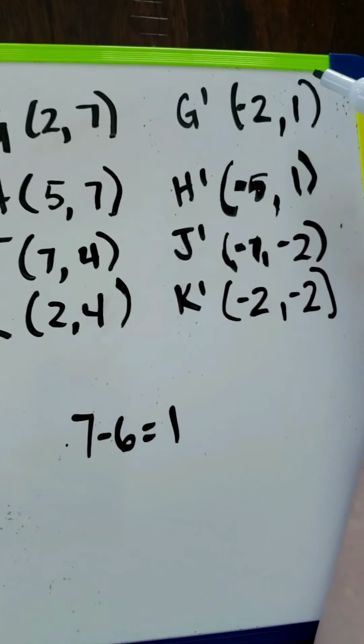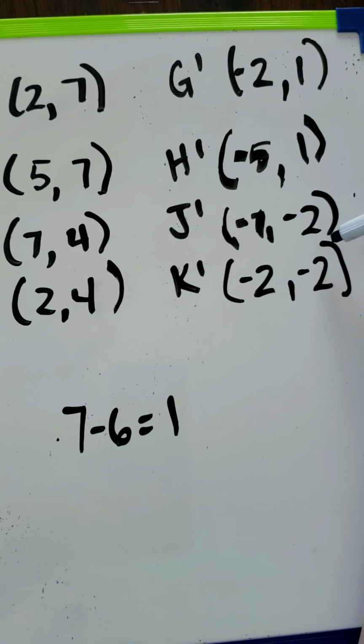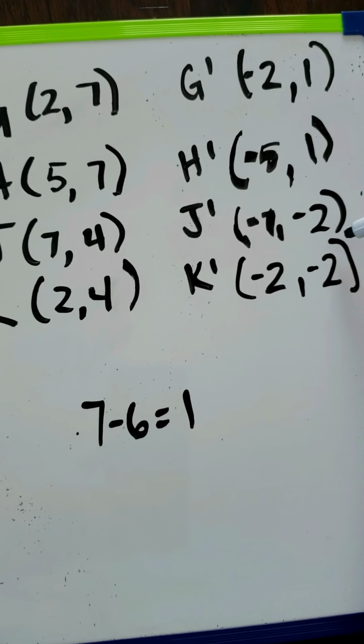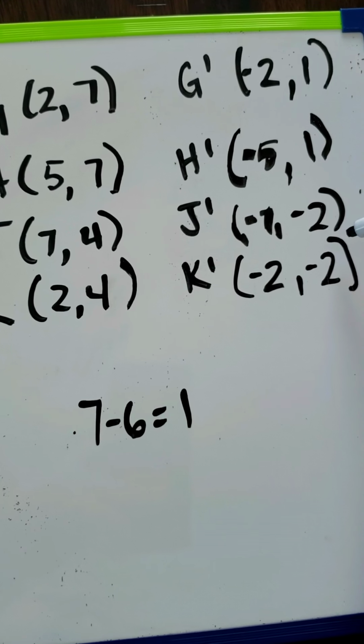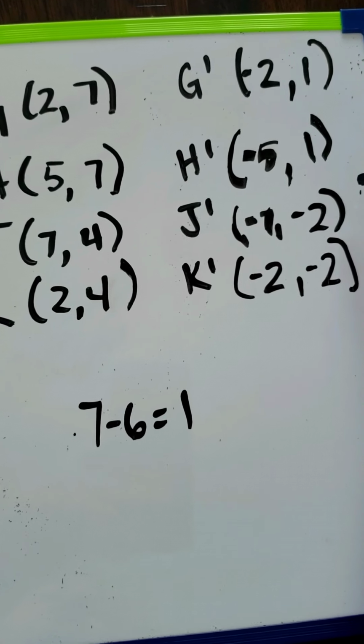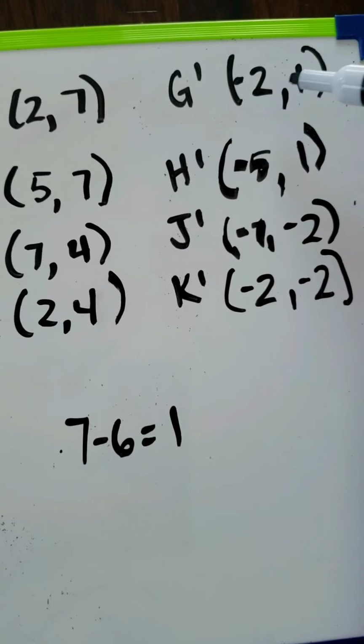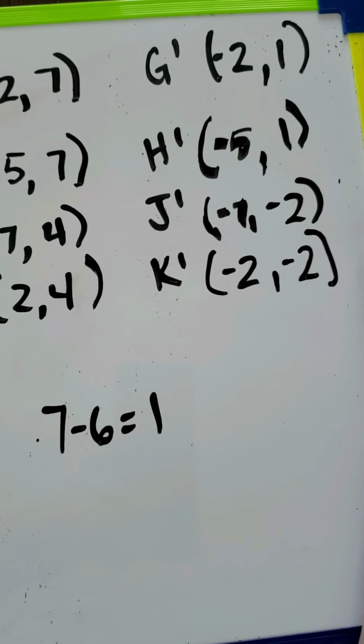Okay, so my new coordinates, and this is what I want you to type. I want you to type the prime because that indicates what has happened after the translation. So negative 2, 1, and this is what you would type for number 1. All right.